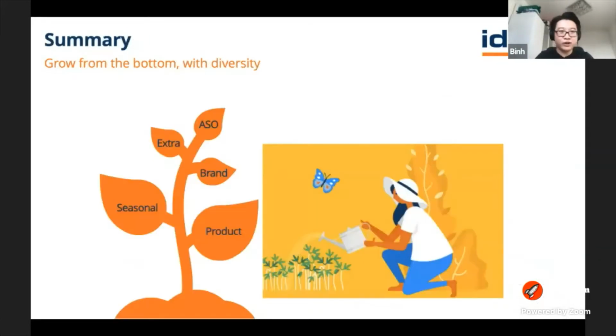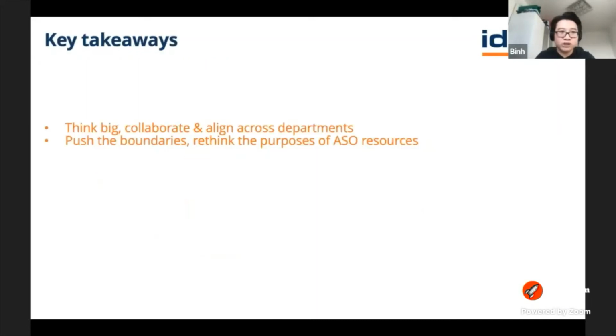So again, if we could do it, you could also do it by remembering to grow ASO from the bottom across at least four different customizable campaigns, and focus on diversity. Some key takeaways here: you need to think big from top down, from the brand and from the strategy. Try to collaborate and align ASO activities across different departments, ask for help, also provide help, and push the boundaries. Try to rethink the purposes of the same ASO resources and think what more you can do.